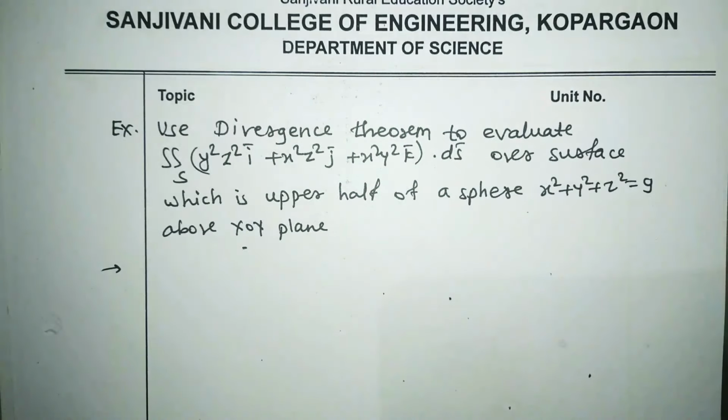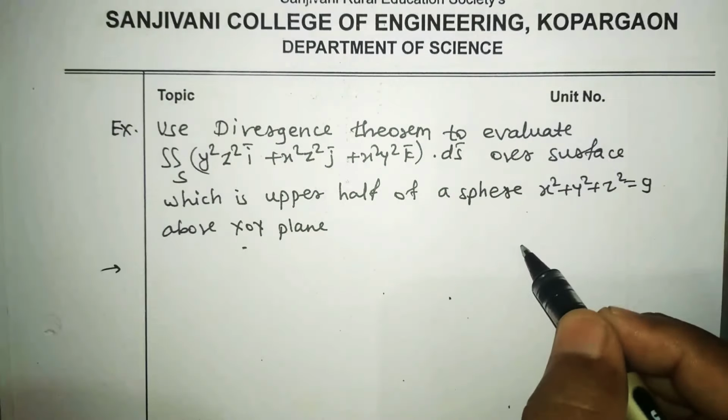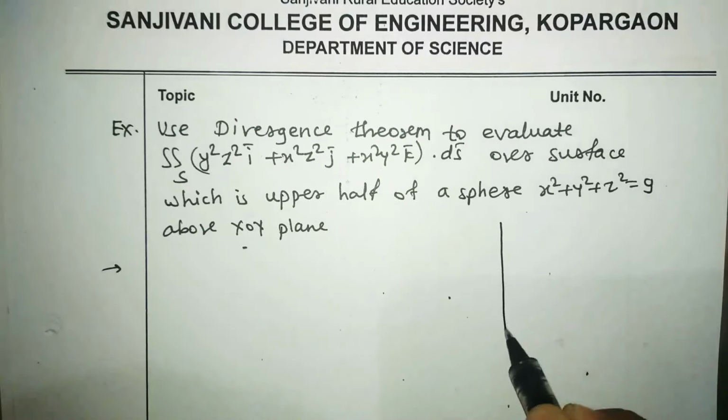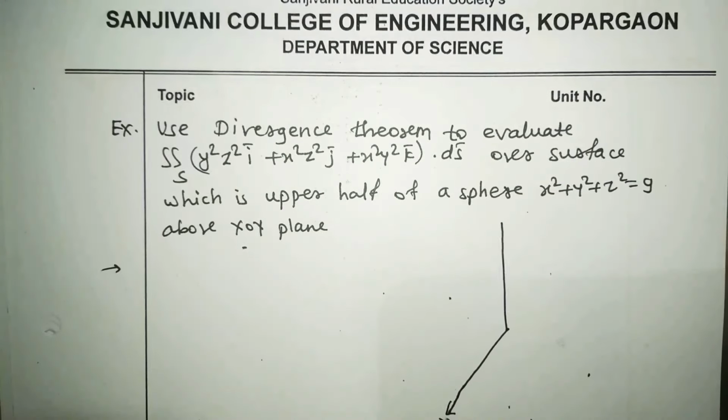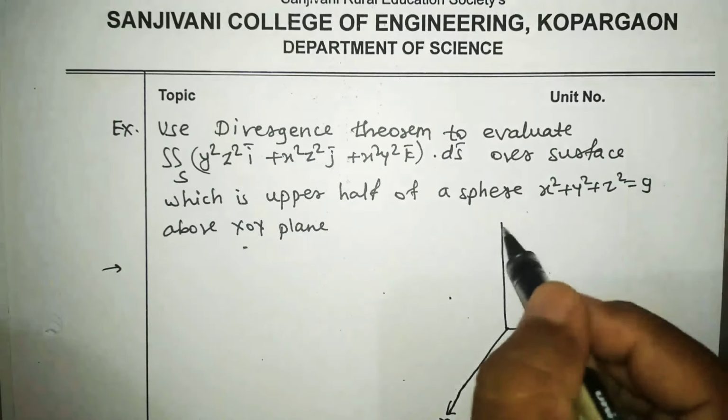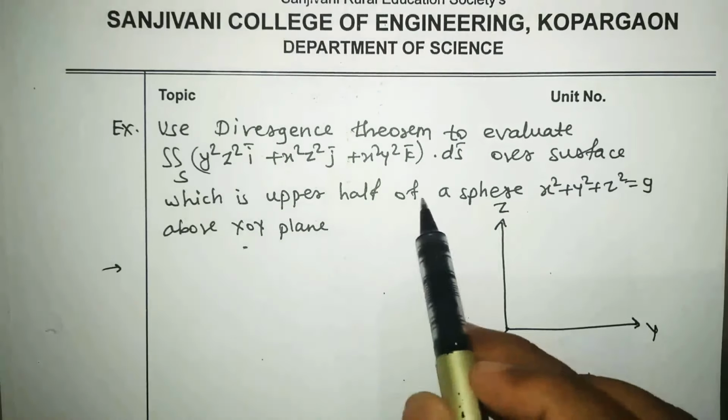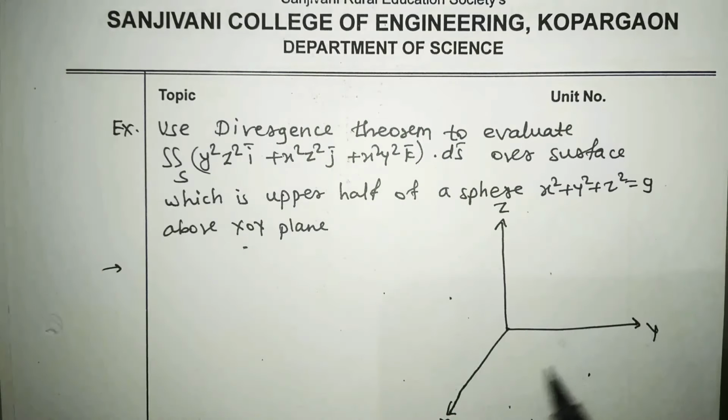So see, when you try to draw the upper half of the surface, suppose this is your x axis, this is your y axis, this is your z axis. Our upper half of the sphere is above the x y plane. This is our x y plane, and our half sphere looks like this. This is the upper half sphere above the x y plane.